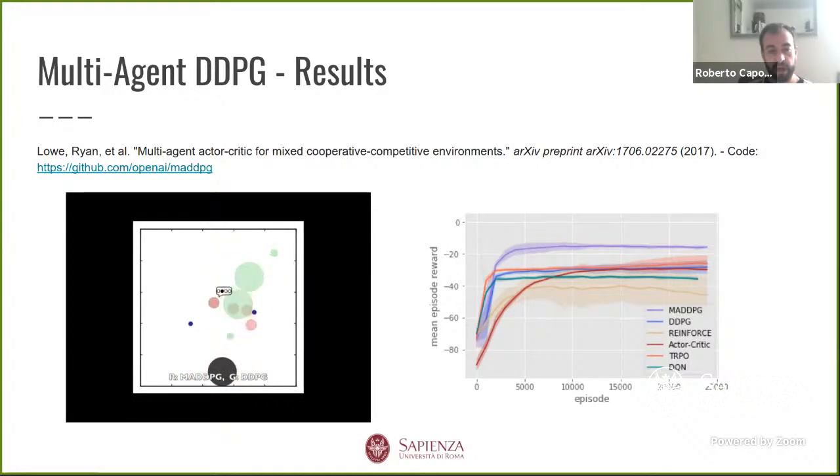So it's interesting how they all cooperate in order to just chase the single one of the two DDPG agents.